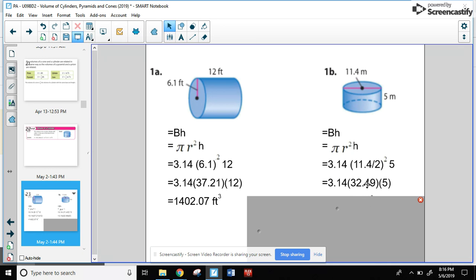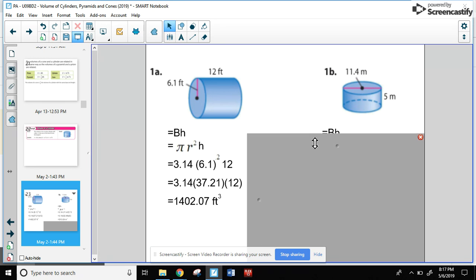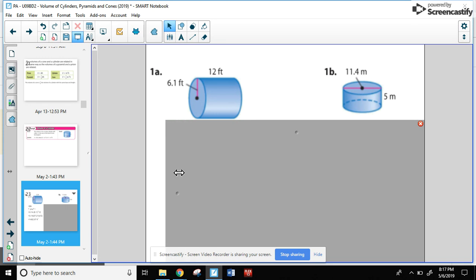So I just start in the middle and figure out what is 11.4 divided by 2. And then I square that number. So I guess here I can do it on my calculator. 11.4 divided by 2 is 5.7. And you square that, you get 32.49 times 5. Then I get 510.09 meters cubed, or roughly, rounded to the nearest hundredth again. Okay, all right. So that's how I did mine.